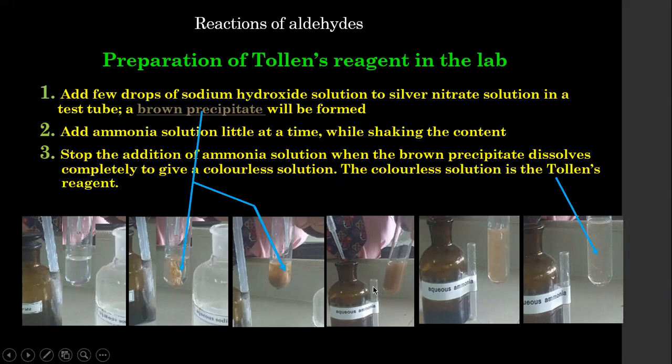Now, in the fourth picture, you can see ammonium hydroxide solution, or ammonia solution, being added into this test tube containing the brown precipitate. In the fifth one, you can see the precipitate has dissolved very much. It's almost clear now, but you can see a perfectly clear solution in the last picture. What you can see over here is the Tollens reagent. You can use this Tollens reagent to test for aldehydes, to distinguish aldehydes from ketones in the laboratory.